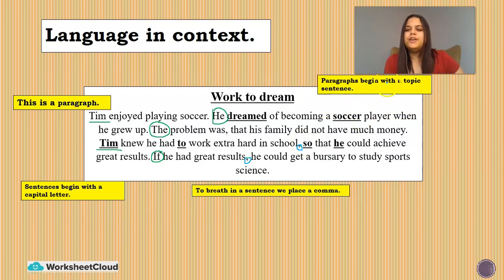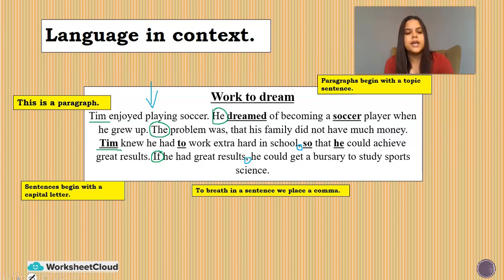And then paragraphs begin with a topic sentence. So earlier I made note that a paragraph begins with a topic sentence, and then we have our supporting sentences after that. So our topic sentence would be over here, and then our supporting sentences would follow and support the topic sentence. I'm going to leave this on for a little bit so that you can just get an idea of how this paragraph works.